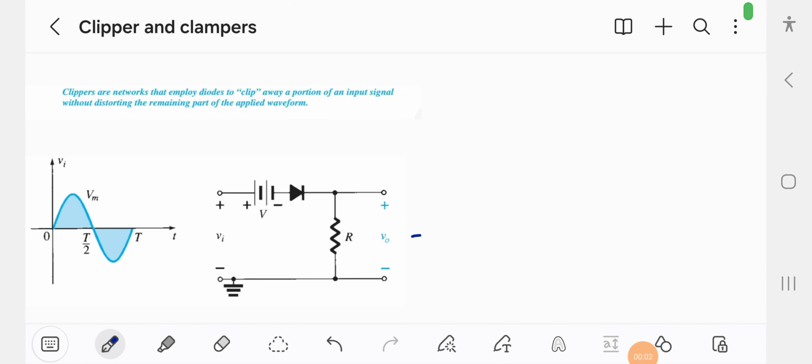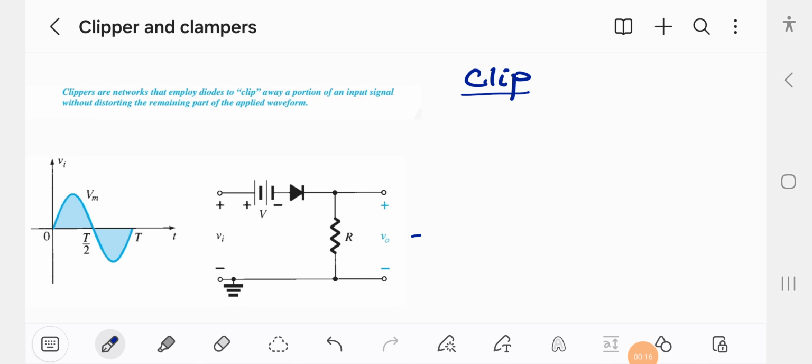Hello guys, today we are going to discuss clippers. Clippers are networks that are used to clip some portion of the input waveform without distorting the applied voltage.